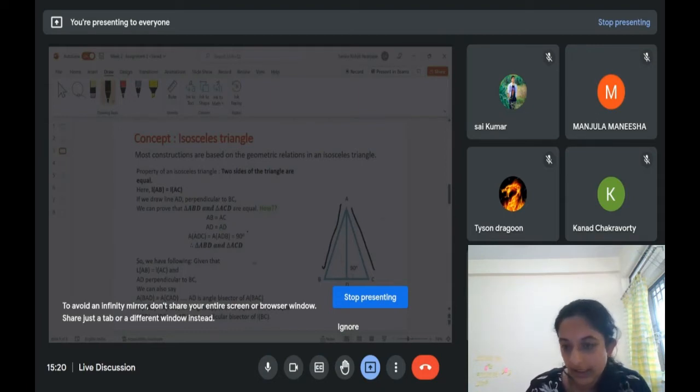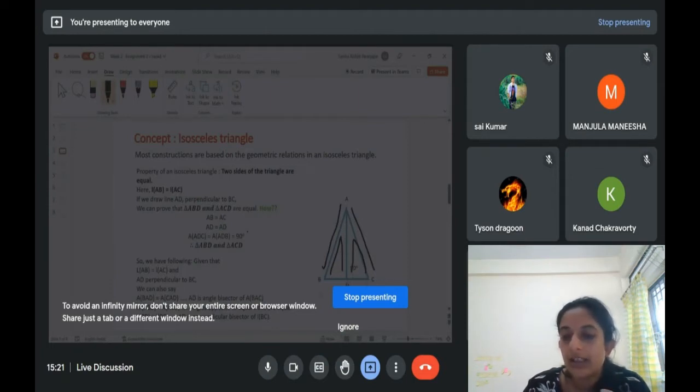Given that these triangles are equal, we have the following properties. We knew that AB and AC are equal and AD is perpendicular to BC. We can also say that angle BAD and angle CAD are equal. What does it mean? Though we constructed a perpendicular line AD to BC, it can also act as the angle bisector of angle BAC.